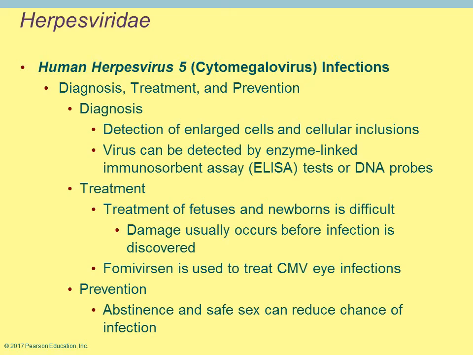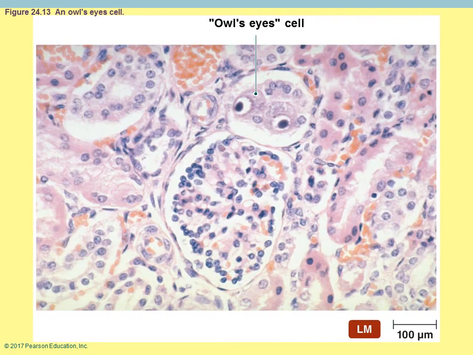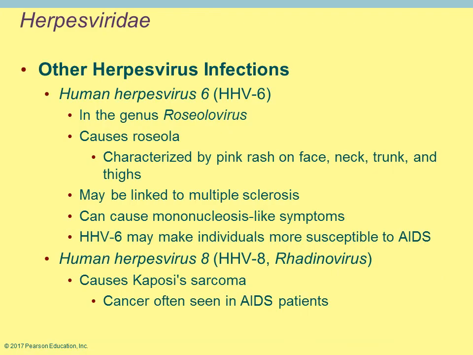Diagnosis: looking for enlarged cells that have these inclusions. Viruses are also often detected by ELISA tests and DNA probes. In terms of treatment, you can use some medicine to help treat if it's associated with an eye infection. In terms of treating the developing fetus, you can't really do that. Newborn, unfortunately, usually the damage is already done at birth. Prevention: abstinence and safe sex practices can help reduce the chances of infection. This is classically what it looks like.